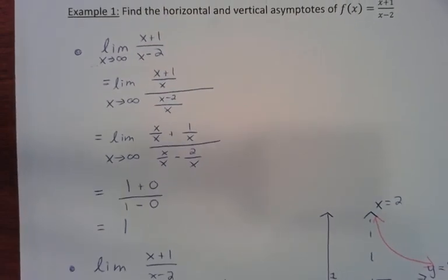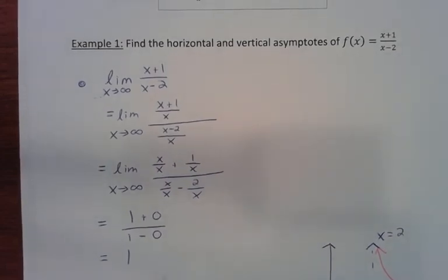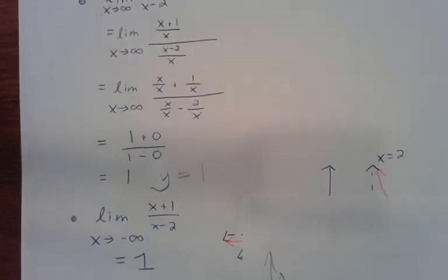So y is equal to 1 is my horizontal asymptote. Meaning as I approach the infinities, my function approaches y is equal to 1. And you can even do the same work for approaching negative infinity. Doesn't matter, you get the same y value.